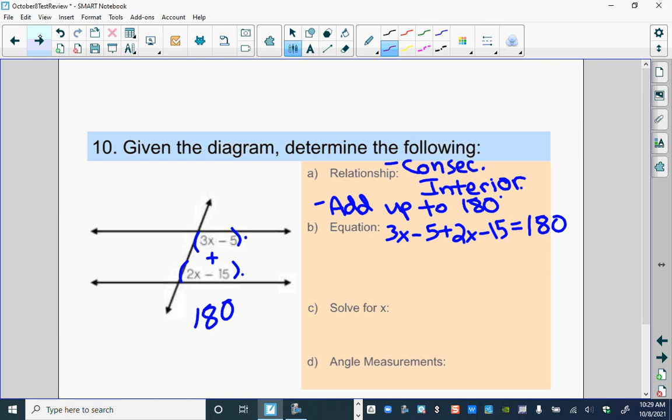Where do we see our x terms? We have 2x and 3x. They're going to equal 5x. Why? Because you just add them together. That's right, because they're on the same side, you add them up. And then what's going on with the negative 5 and the negative 15? Yep, we're going to combine them as well. Bingo. You got it, Andy. Negative 20 it is.